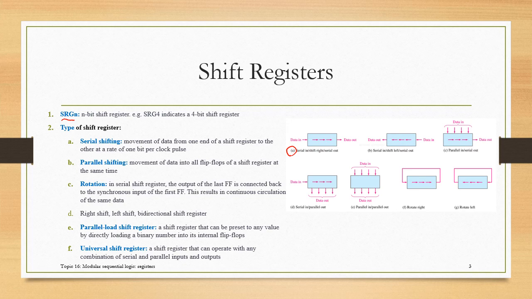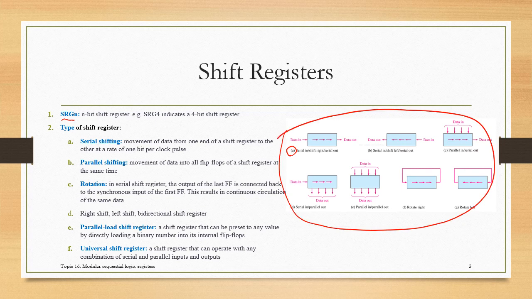The last 2 types are rotate right and rotate left. Rotate means the output of your last stage is connected back to the input of your first stage. We can also build one shift register that has all these functions, which is called a universal shift register. So that's the types.